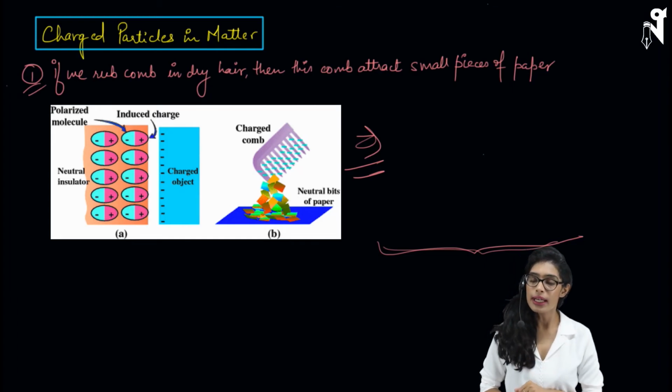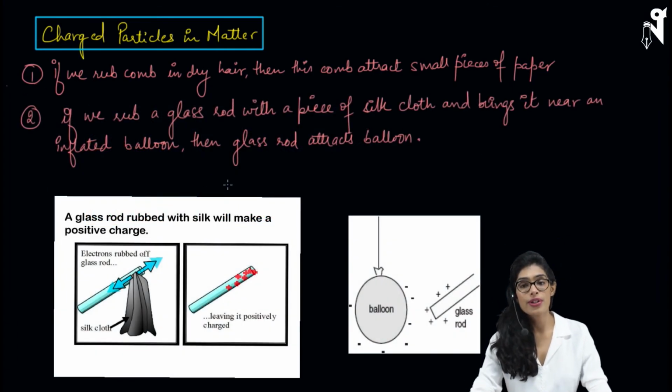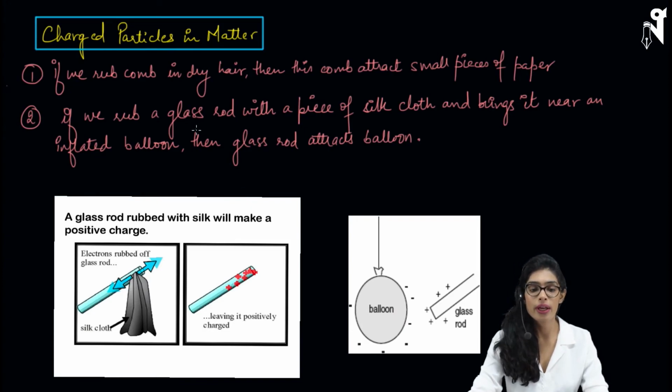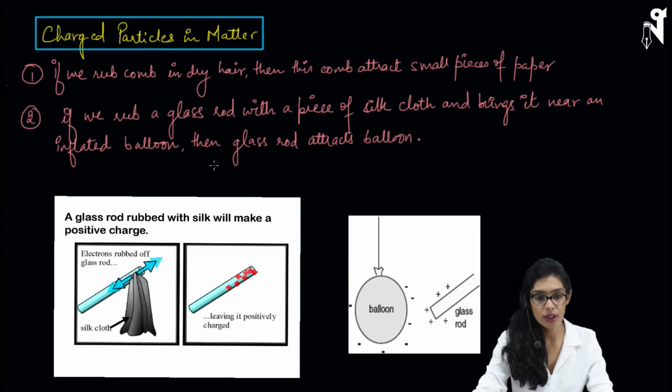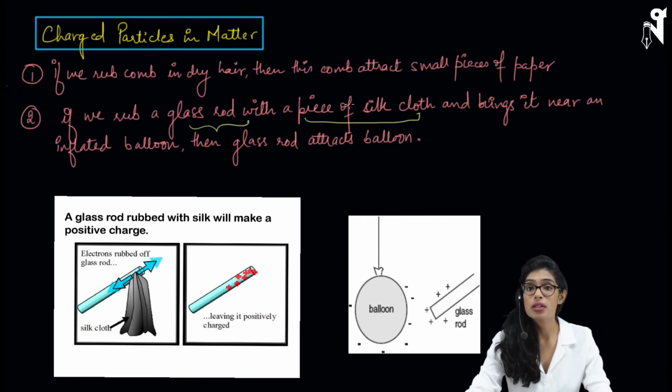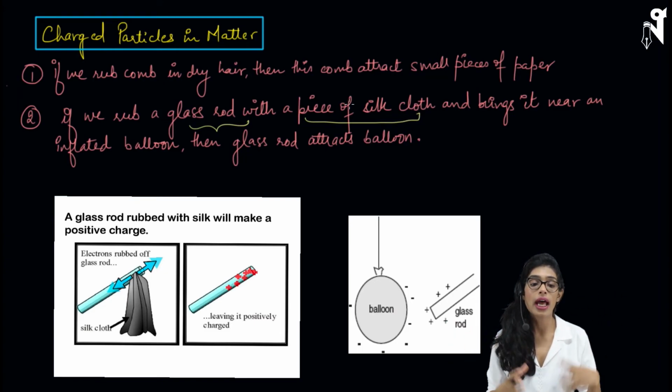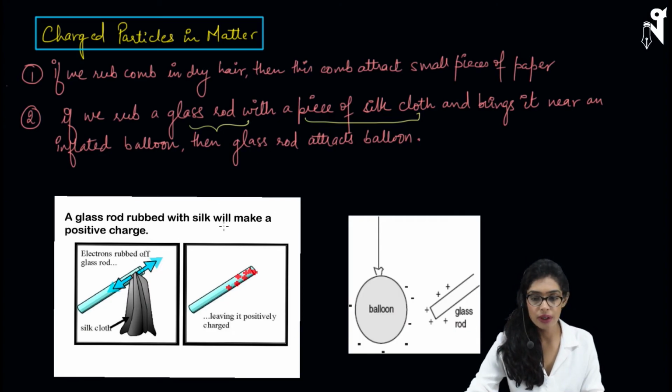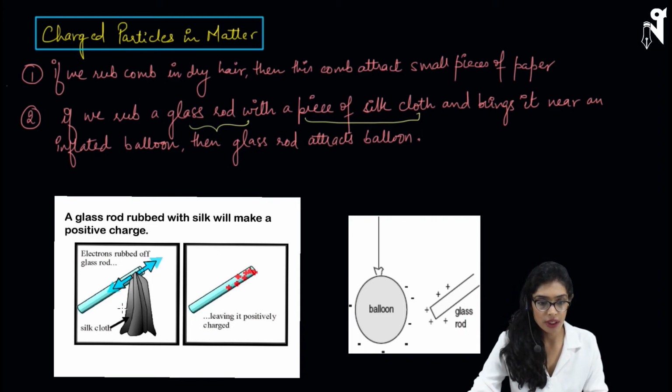Let's talk about the next example. The next example is very similar to what we have done just now. Here we are taking a glass rod and a piece of silk cloth, and we are rubbing the glass rod with that silk cloth. You can see it over here in this picture. So I have taken the glass rod and the silk cloth.